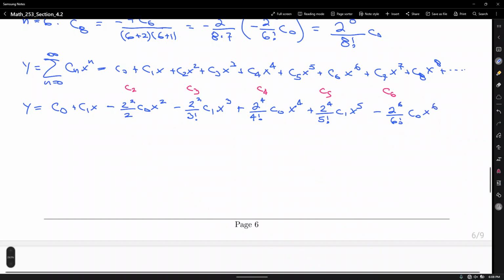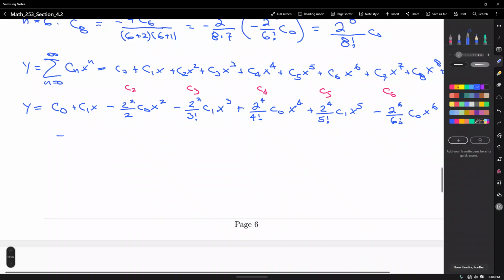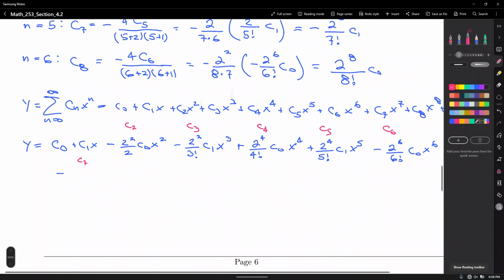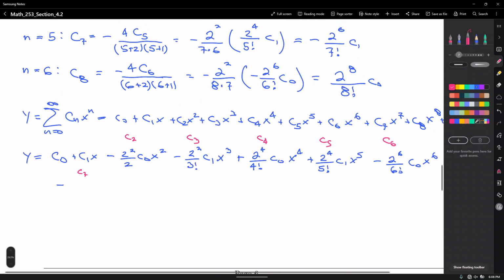Okay, what else do we have? Another minus C sub 7. What is C sub 7? Oh, we have it handy down here. So that is minus 2 to the 6 over 7 factorial C sub 1 x to the 7, and then plus C sub 8, which is 2 to the 8 over 8 factorial C sub 0 x to the 8, plus infinitely many terms.